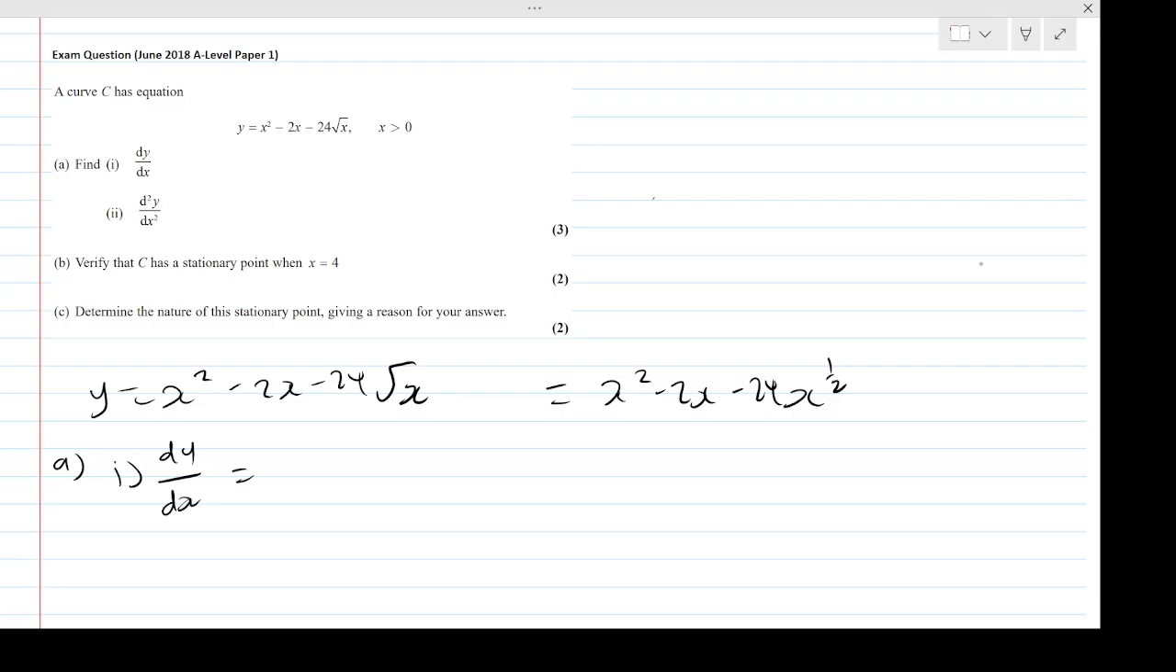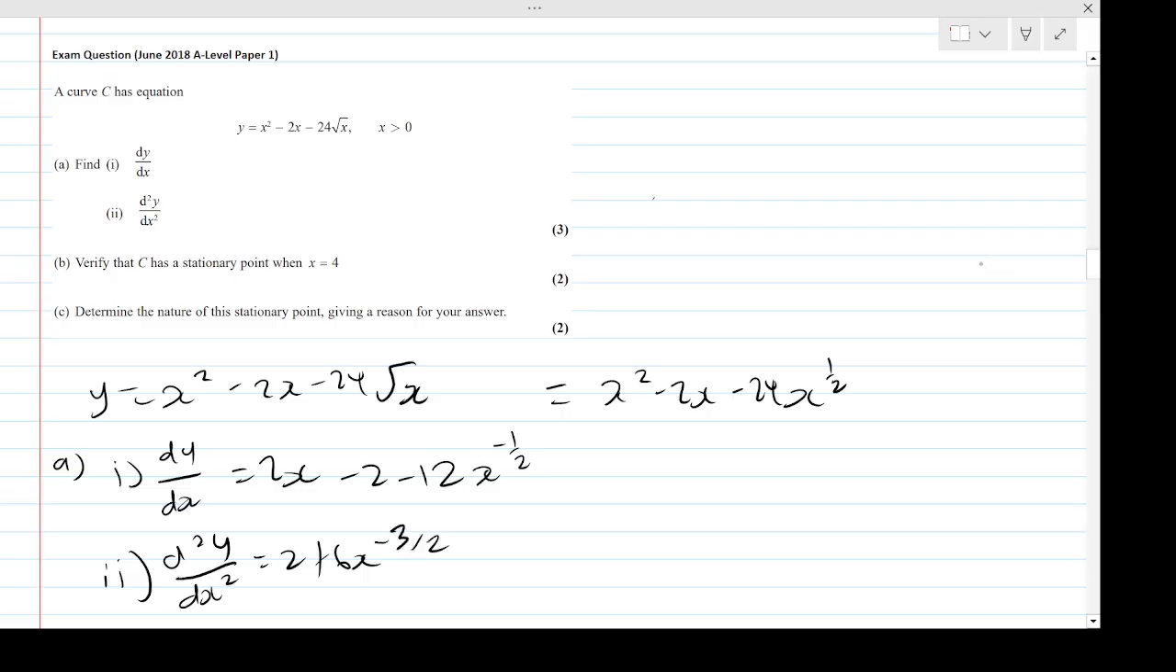So if I differentiate, that would be 2x take away 2, take away, now 24 times a half is 12, x to the minus a half. If I subtract 1 from the power, half minus 1 is minus a half. Then the second derivative: if I differentiate that again, the 2x gives 2, the 2 goes away to 0, then minus 12x to the minus a half would be plus 6x to the minus 3 halves. And there we are.